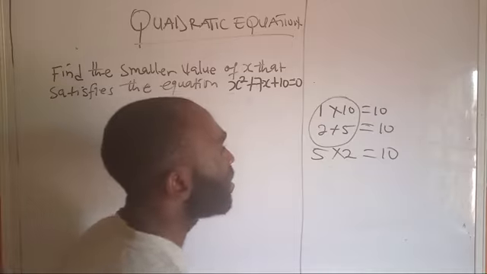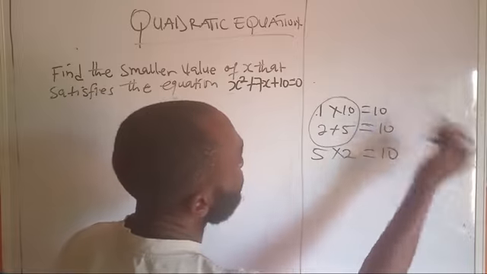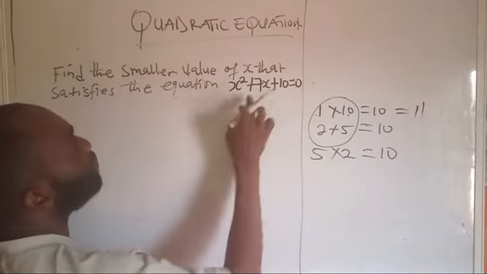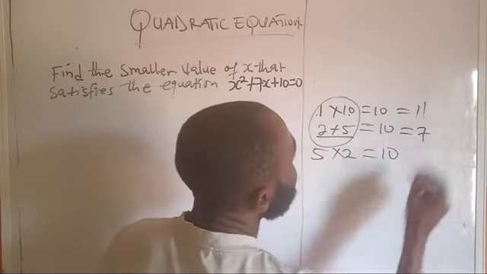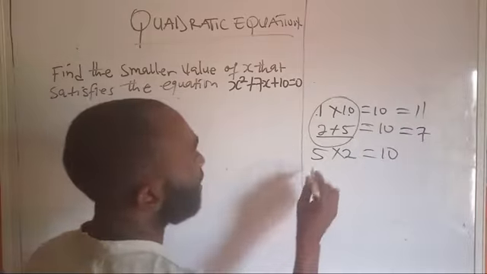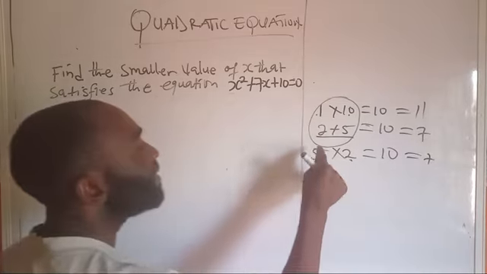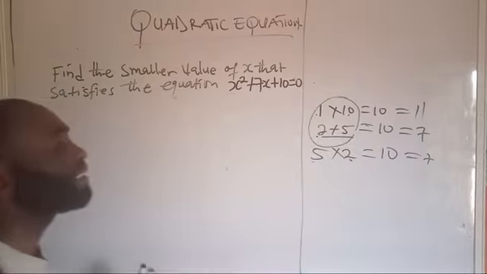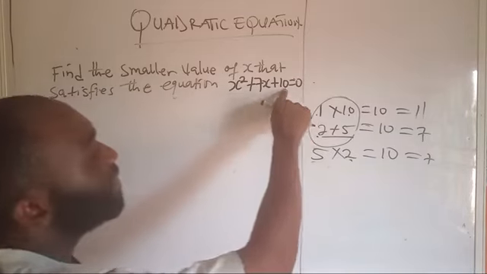So here too, let's try that. 1 plus 10 is 11, which means it's not what we are targeting. That will not give you 7. But 2 plus 5 is 7, so it is satisfied. 5 plus 2 gives us 7 as well. So we can use either 2 plus 5 or 5 plus 2. These are two factors that when you add, give the middle term, and when you multiply, give the last term.